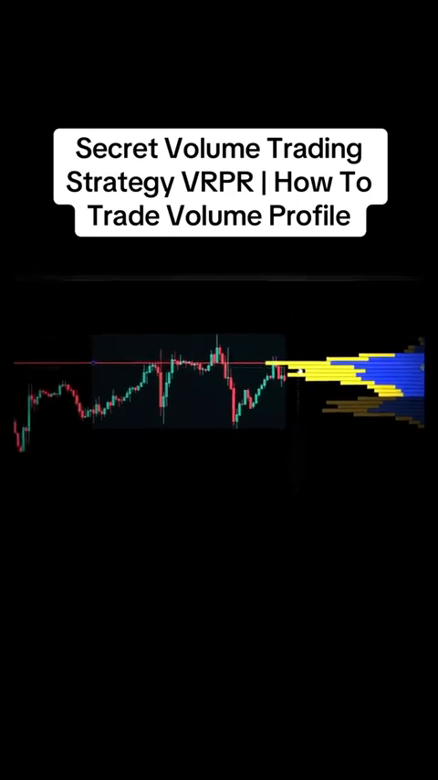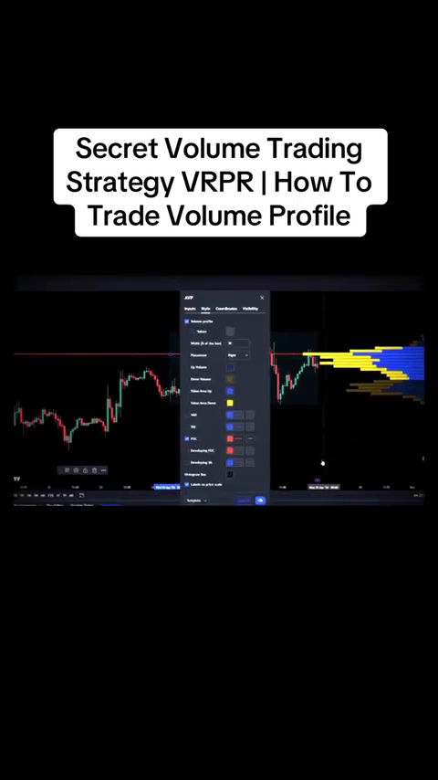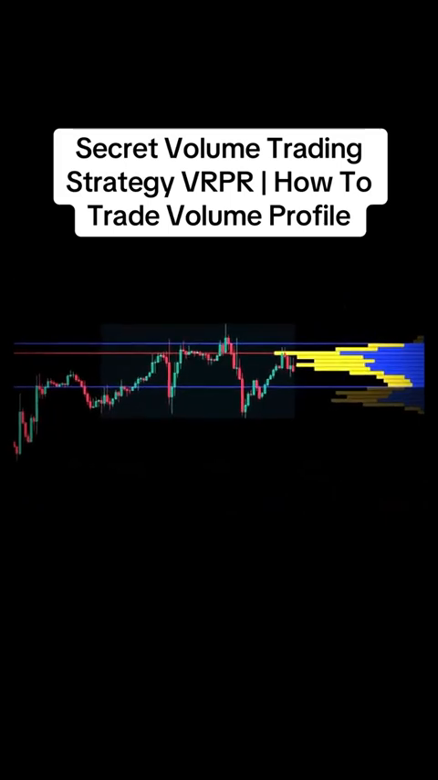If we double-click on the Anchored Volume Profile, we can open up the settings. Here we can customize colors, adjust our settings and parameters. For now, we'll turn on the value area high and the value area low. This will give us two additional lines highlighted on our chart, and these are the levels that typically you want to pay attention to.